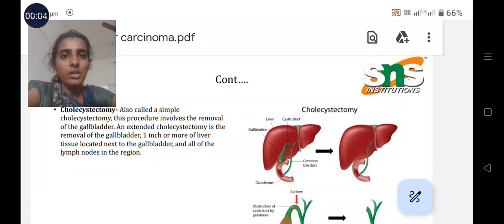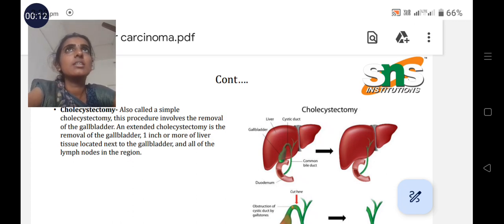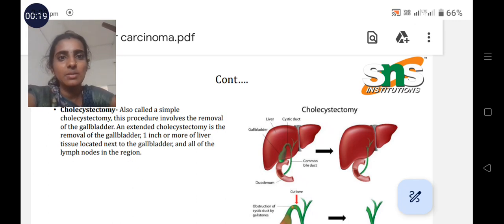Deepika Sri. Today I am going to explain about cholecystectomy. Already we saw videos of gallbladder carcinoma. Now we are going to see the surgical treatment of gallbladder carcinoma. The surgical treatment mainly is the cholecystectomy.